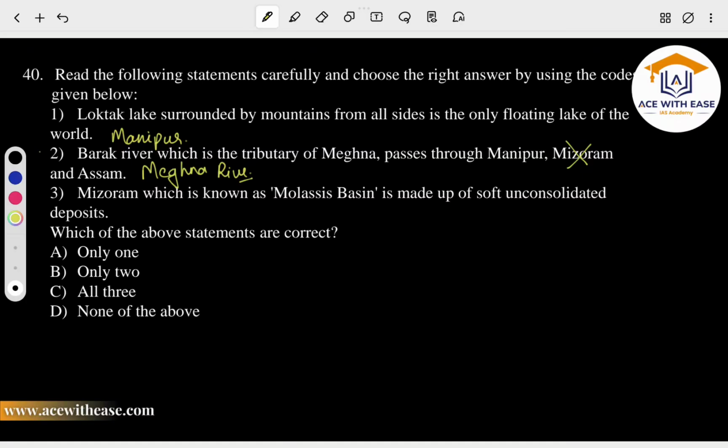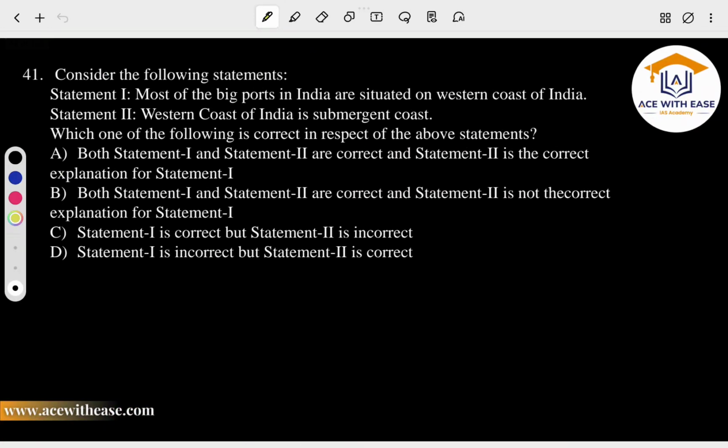Third option, Mizoram, which is also known as the molasses basin, is made up of soft, unconsolidated masses. So this is also wrong. It is comparatively harder rocks, sedimentary rocks, that are present in this region. So here we have only one correct statement. The first one is the only correct statement.